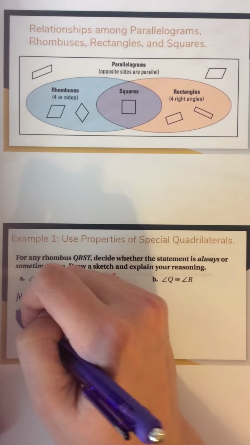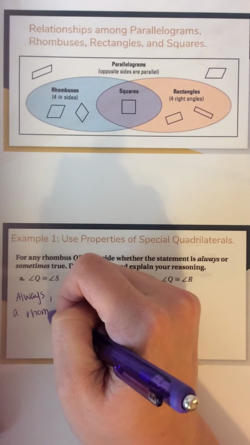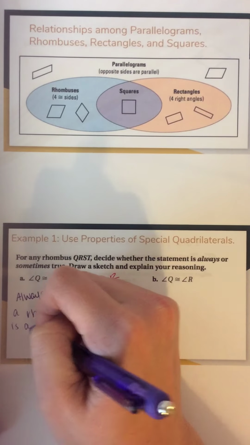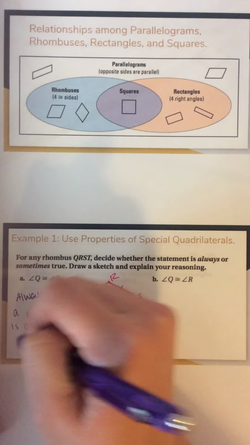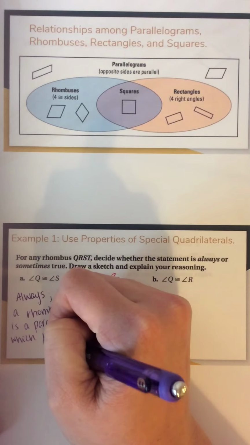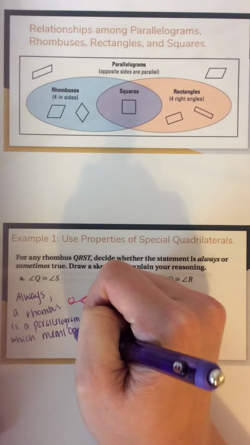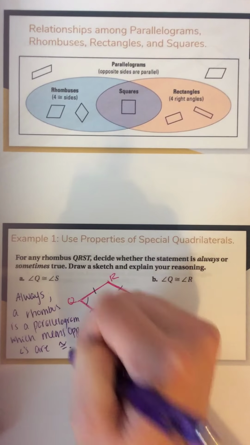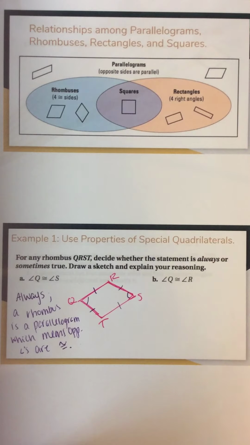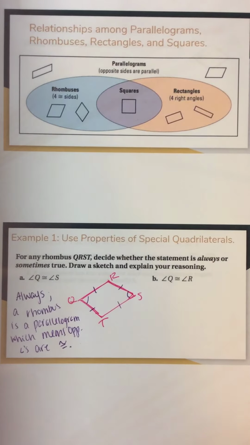But a rhombus is a parallelogram, which means opposite angles are congruent. So that's the explanation I'm looking for, just what theorem lets you know that. So we know opposite angles are going to be congruent, and since it's a rhombus, we know that's true, so it's always going to be true.